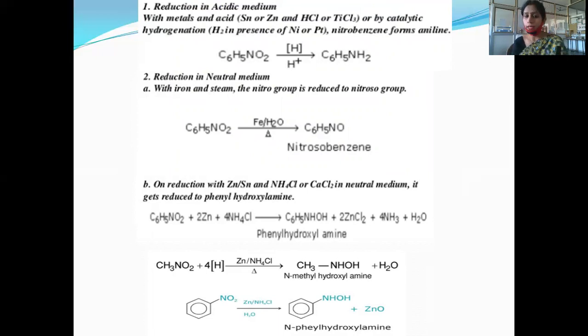Now in neutral medium, when iron and steam are used, NO2 gets converted not to the amine but to a nitroso derivative. When zinc or tin with ammonium chloride, instead of the acid, or calcium chloride is used in the neutral medium, then it gets converted to hydroxylamine. The mechanism is given at the bottom.